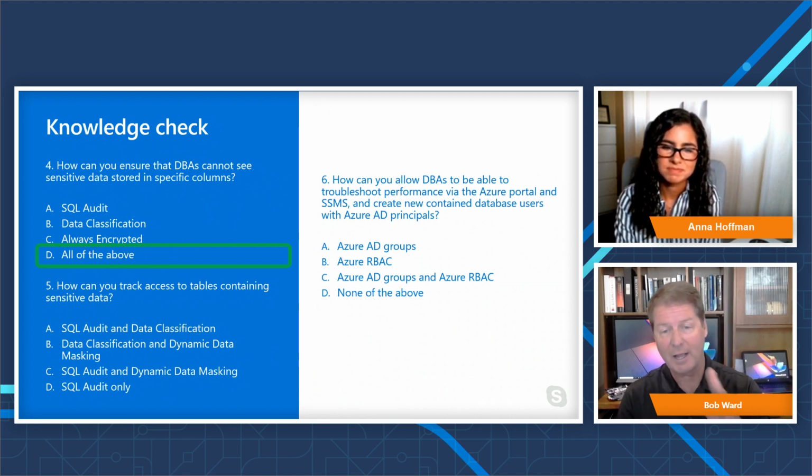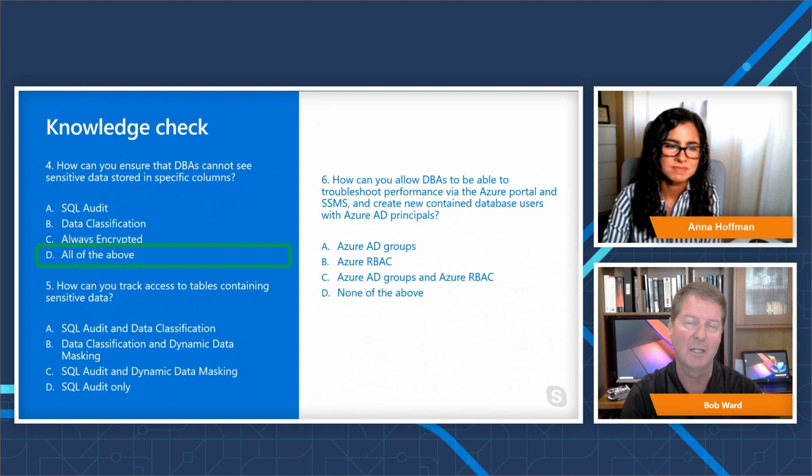Now, if you want to track access to tables containing sensitive data, you do need to use SQL audit, but you don't get to do that on its own. You must use data classification in order to set up what tables have sensitive data. And remember, data classification is a feature where you, through the portal or through T-SQL, mark what columns are considered sensitive. So you do that first, then you set up audit, and if you have auditing turned on, you can then track who is accessing those things. So for me, A would have to be the answer.